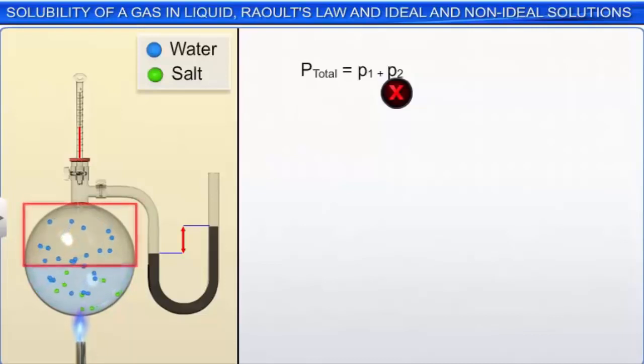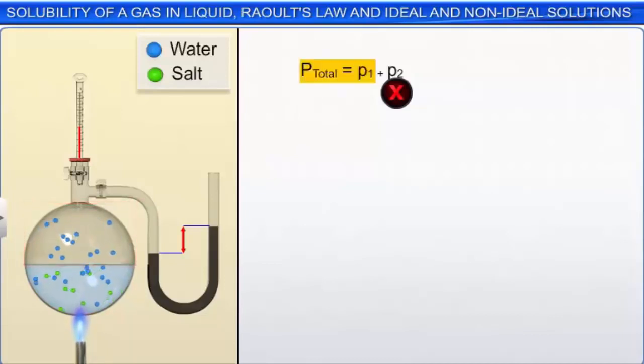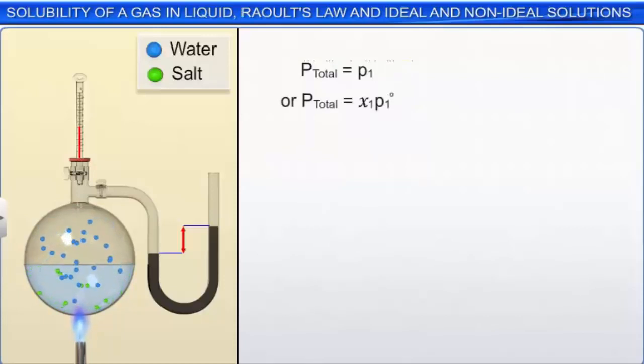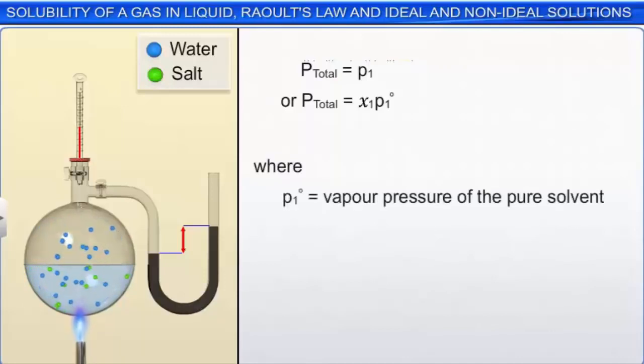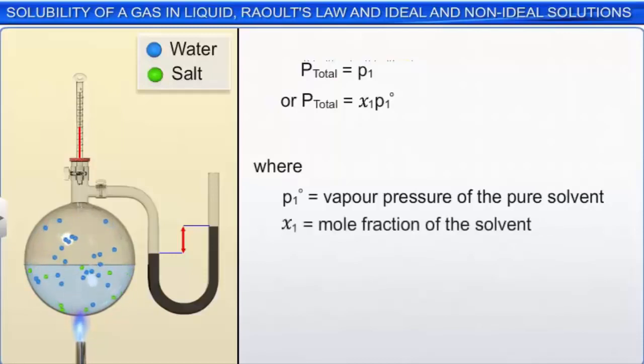Thus, the vapor pressure of the solution will be the vapor pressure due to the solvent only. That is, P total is equal to P1 or P total is equal to X1 P1 naught, where P1 naught is the vapor pressure of the pure solvent at a particular temperature and X1 is the mole fraction of the solvent 1.